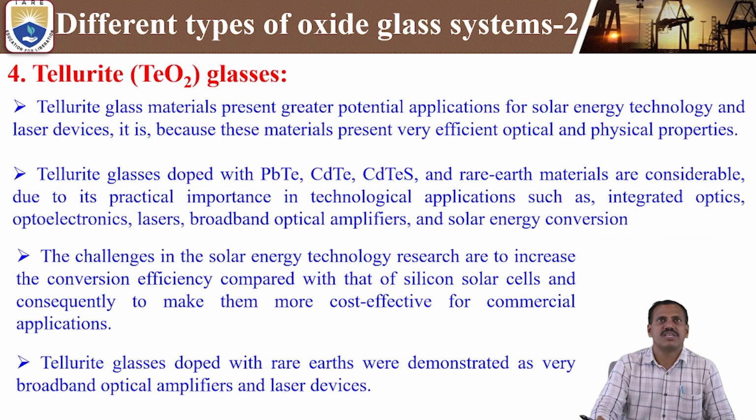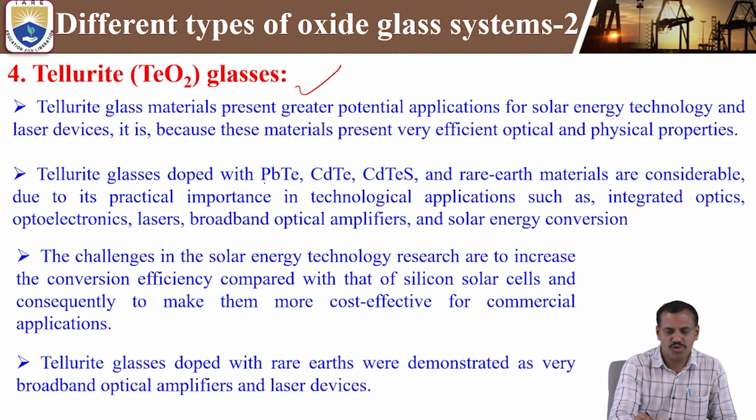Next coming to the telluride based glass system. Telluride based glass materials present greater potential applications for solar energy technology and laser devices. It is because this material presents very efficient optical and physical properties. So telluride based glass systems have potential applications in solar energy technology and also laser device applications. They are mainly very efficient in optical and physical properties.